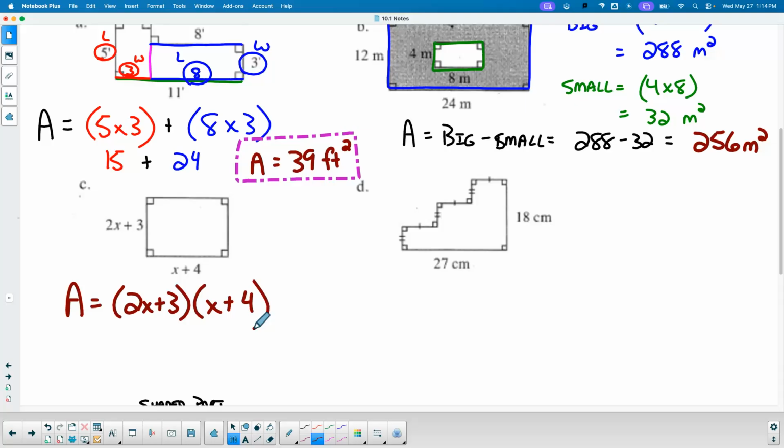Anybody go any further with it? Or do we leave it like that? Can we leave it like that? Length times width, right? Can we leave it like that? Yeah, we can. If you decided to go further with it, it would be that. Okay? But either one of those would be acceptable.